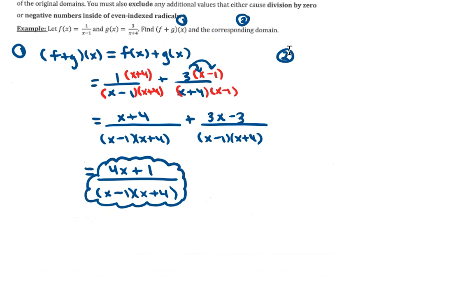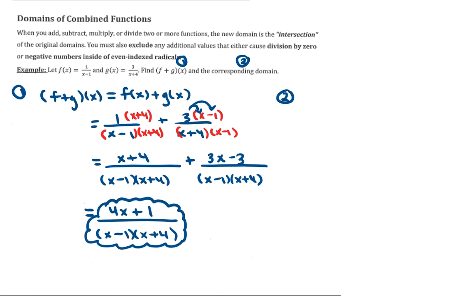And for that, I want to kind of cycle back up here to the verbiage at the top of the page, where it kind of gives us an idea or a strategy as to how we can do this. It says when you add, subtract, multiply, or divide two or more functions, the new domain, i.e. the domain of the combined function, is the intersection of the original domains. So basically, we have to take what's in common between the domains of f and g.